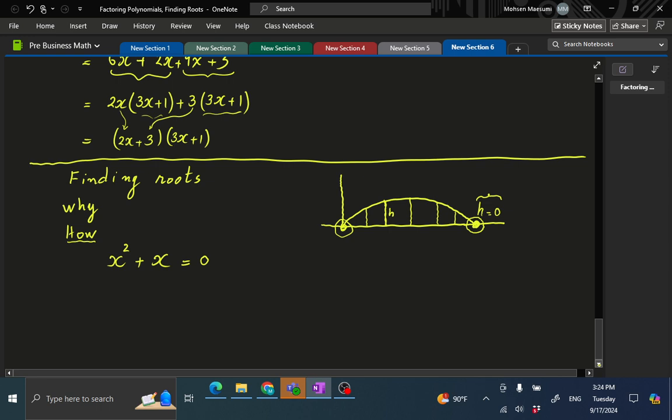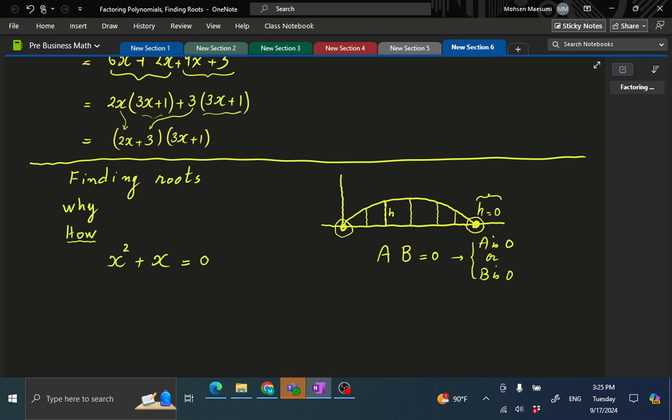The big idea that is applicable in all these problems is that if the product of two numbers is 0, at least one of them has to be 0. If I have a number and I have another number and the product of them is 0, if a times b is 0, then we can conclude that a is 0 or b is 0. Or perhaps it could happen both of them are 0. But at least one of them has got to be 0.